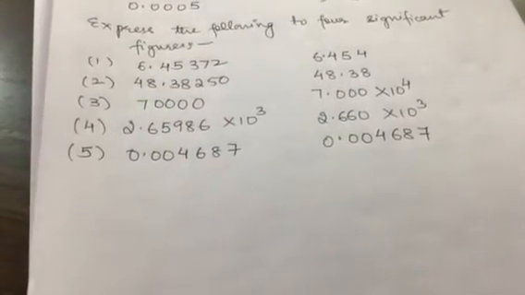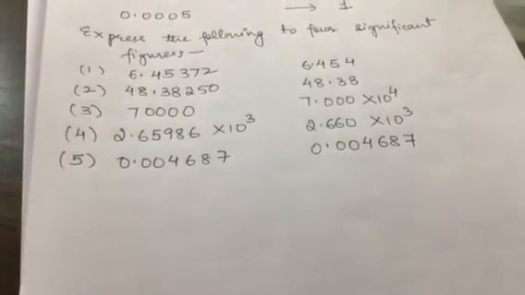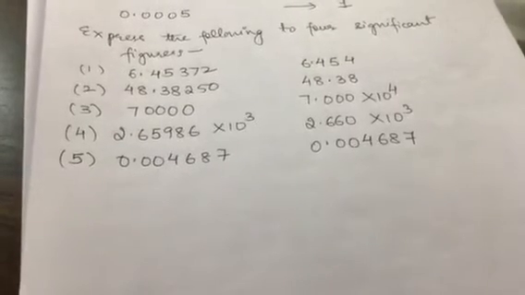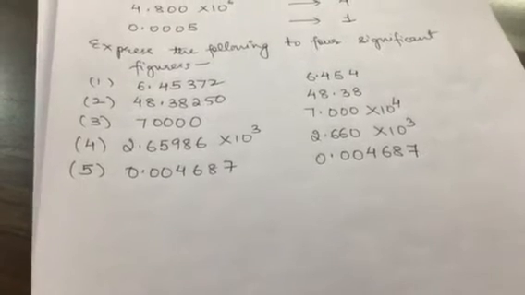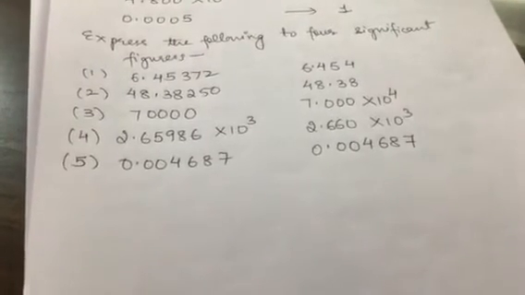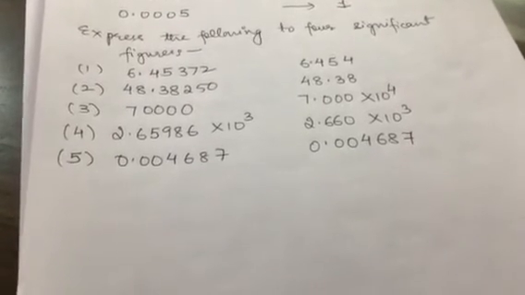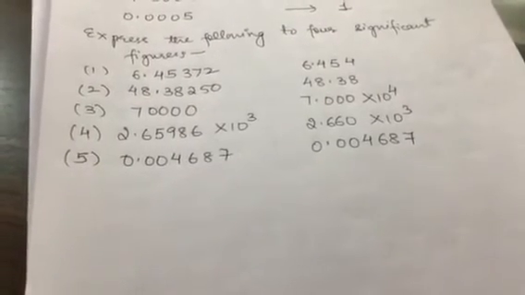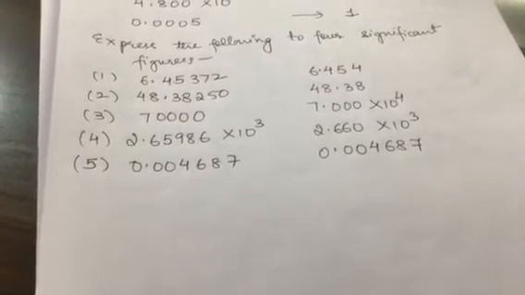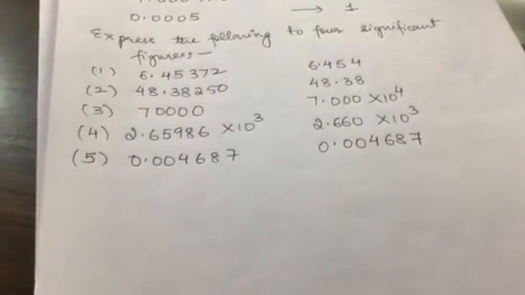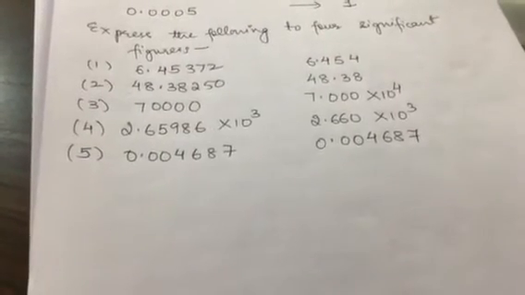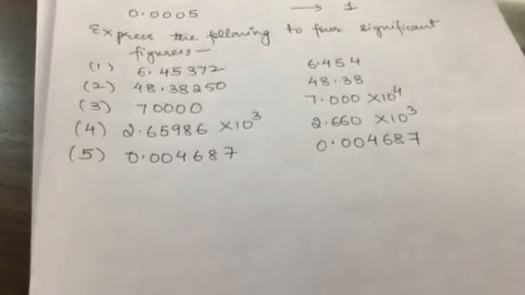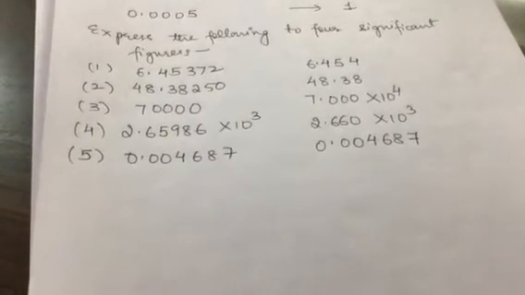Next is 48.38250. So 48.38. 250 has been eliminated because it is less than 500 and it can be considered towards the 38 side. Otherwise, had it been, I again repeat, had it been 48.38750, then this number would have become 48.39.